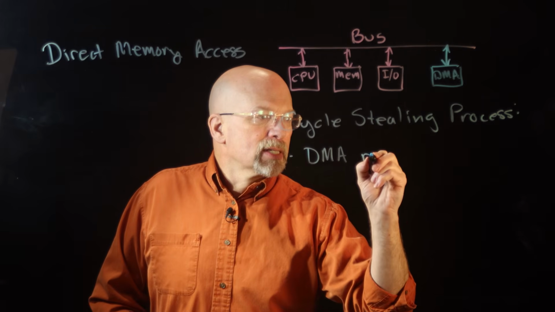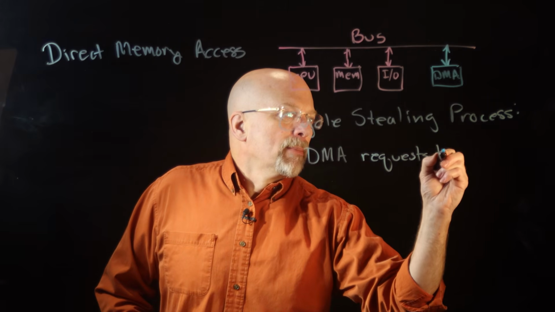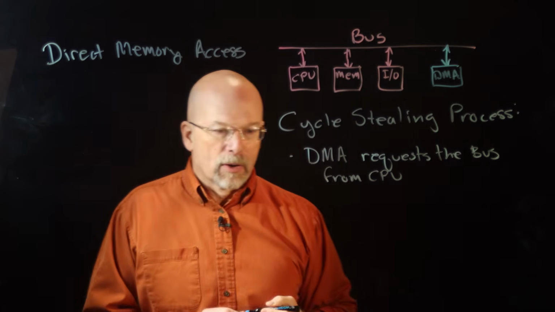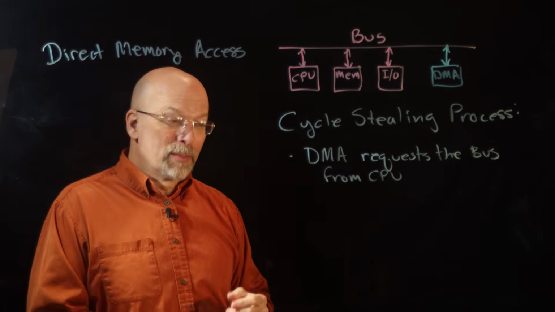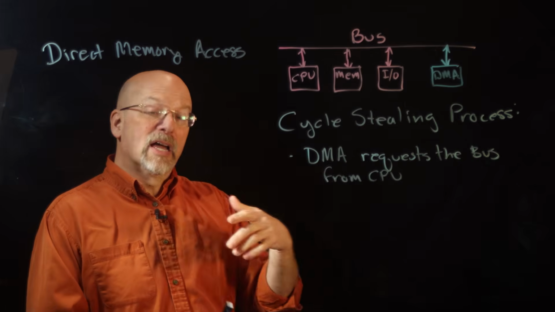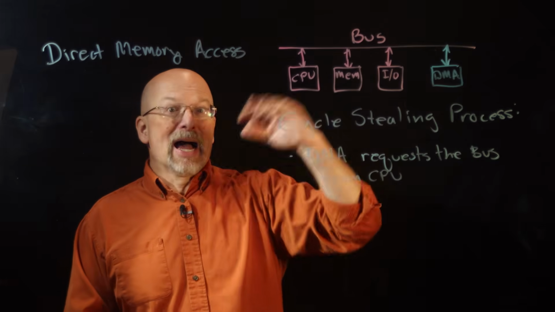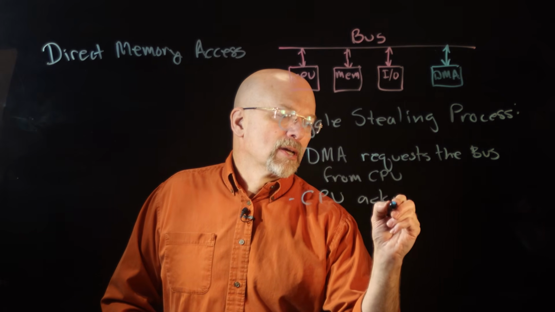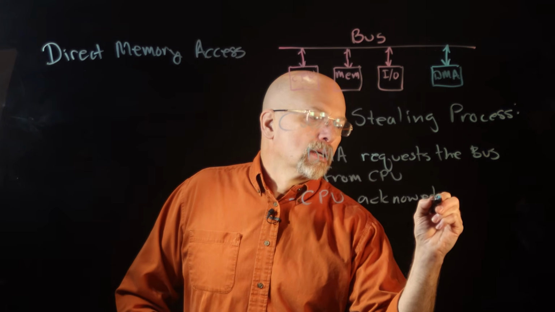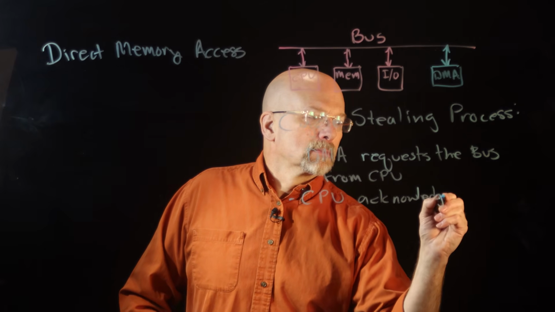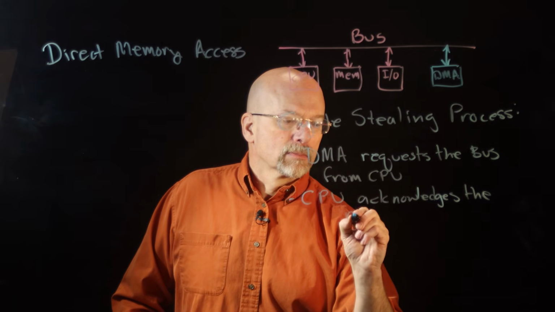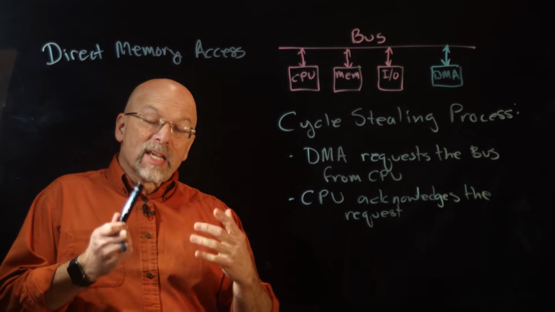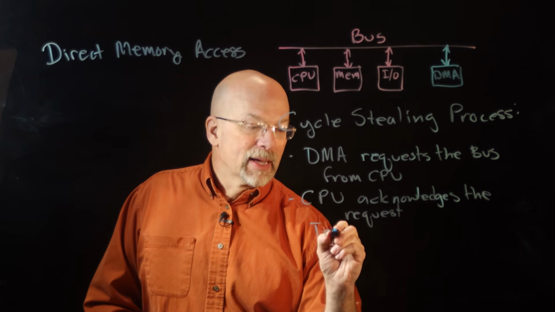So what the DMA does is it requests the bus from the CPU. All right, some sort of a thing called a hold request. There's a number of different names for it depending on the hardware you're using, but a request from the DMA to say, I need the bus. Now, the CPU then acknowledges the request. It does this by doing something called tri-stating the bus.